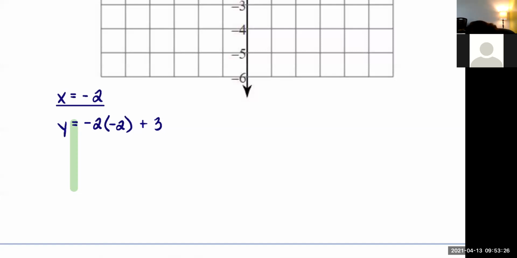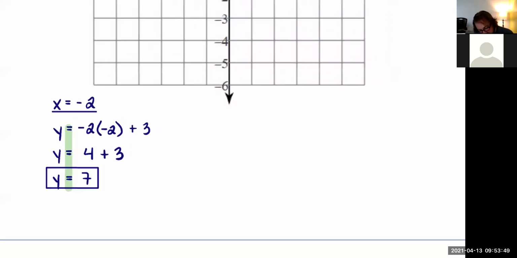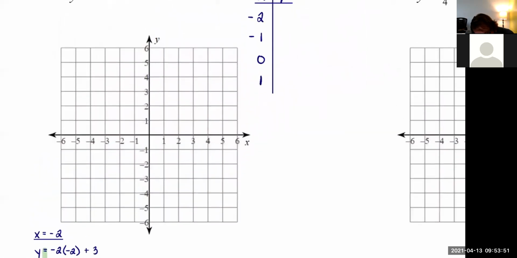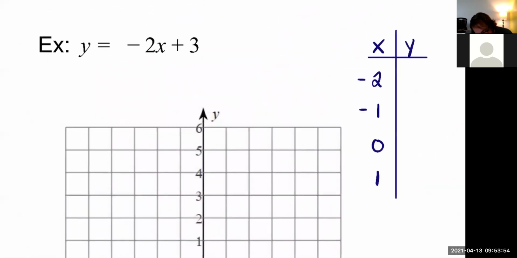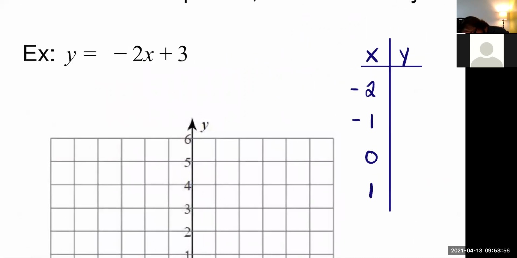Multiplication. So first step, y equals, what's -2 times -2? +4. Bring down the plus 3. And what's 4 plus 3? 7. So when x equals -2 for this particular equation, what I get in return is a +7. And just so I can keep track of which is which, in my table, I'm going to write that the 7 is paired with the -2, just to serve as a reminder.